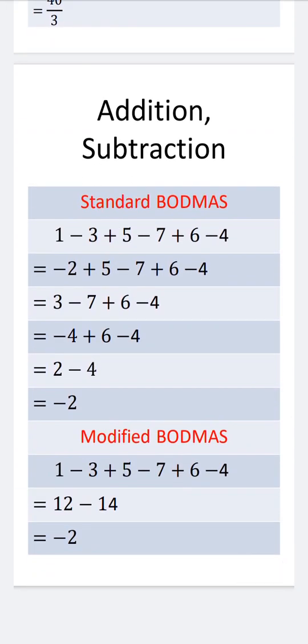Let's also look at the addition subtraction example. We have a sum. We perform the operations from left to right, and in a certain number of steps we reach the answer. In modified BODMAS, we add all the positive numbers. So 1 plus 5, 6, plus 6, 12, and all the negative numbers, 3 plus 7, 10, plus 4, 14, and this 14 is with negative sign, and 12 minus 14 is minus 2.